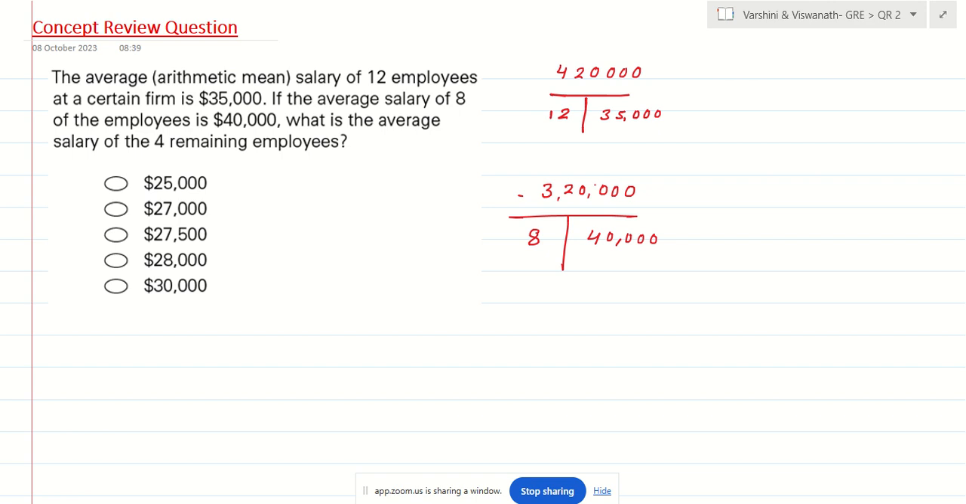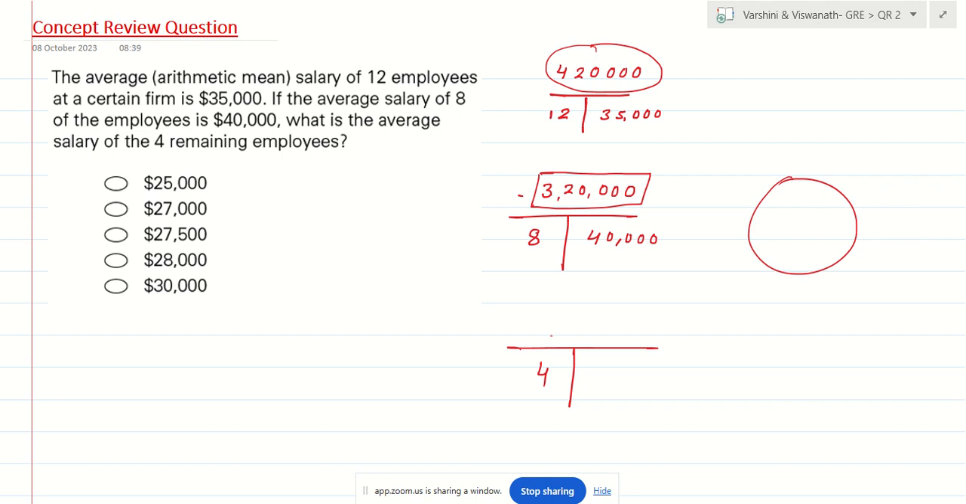So what is the question? Remaining. Remaining means how much is left out? 4. So this is summation, no? This is sum 1. Out of the total summation, how much do we have here? This much. Subtract. Correct. 1 lakh, no? That's all. Divide, we will get my average of the remaining, 25,000.